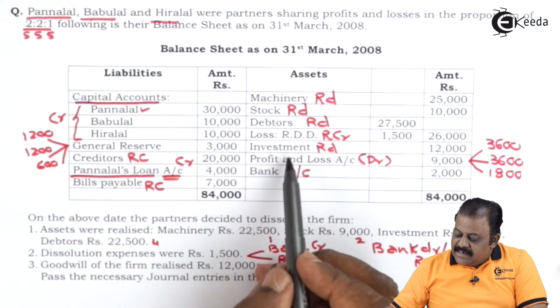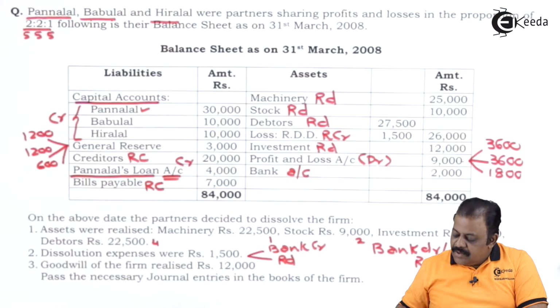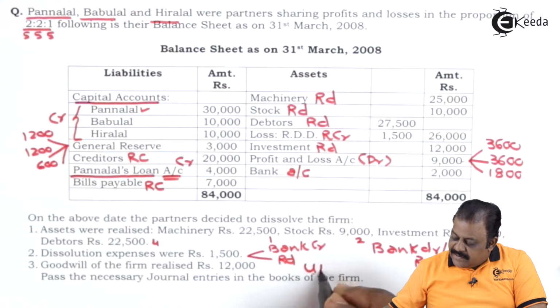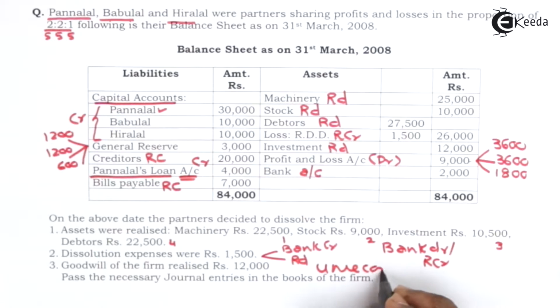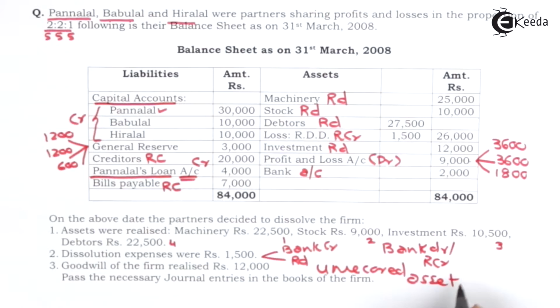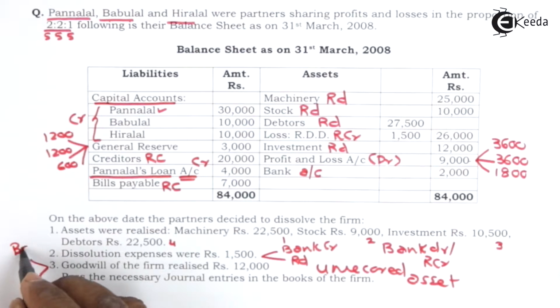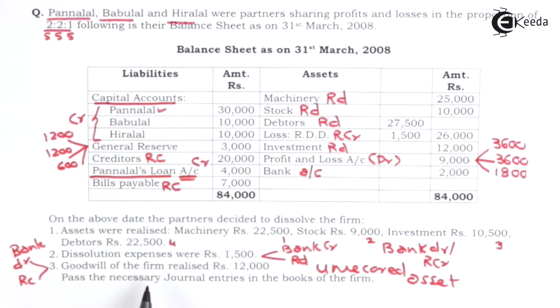Here in balance sheet asset side we don't have goodwill. So this is an unrecorded asset. Unrecorded asset, goodwill is sold. Amount is received. Bank debit. Realization account credit. Pass necessary journal entries in the books of the firm.